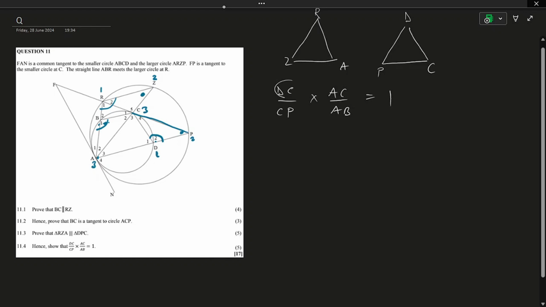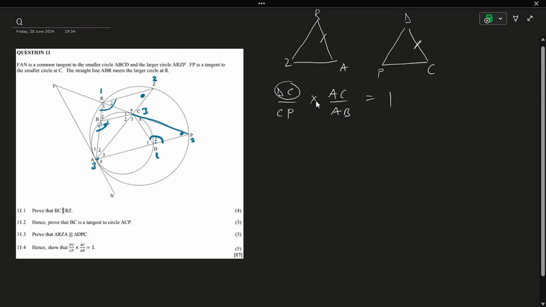Now, let's see what we have. We have DC, and we know where DC is coming from. DC is coming from this side. And because this side is included, it also means RA must be included, because these are proportional sides, because we just proved that they are similar. So if they are similar, it means DC is proportional to RA. And then we also have CP, which in this case is this one, and it is proportional to AZ. So do we have AC? No, we don't have AC. Do we have AB? We also do not have AB.